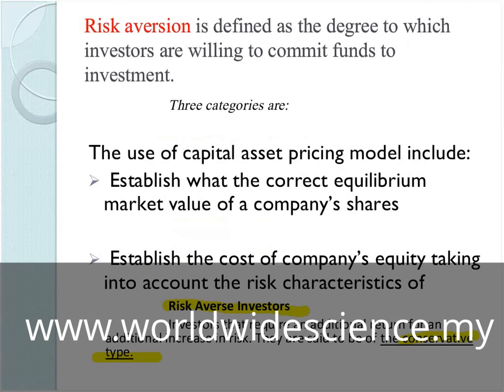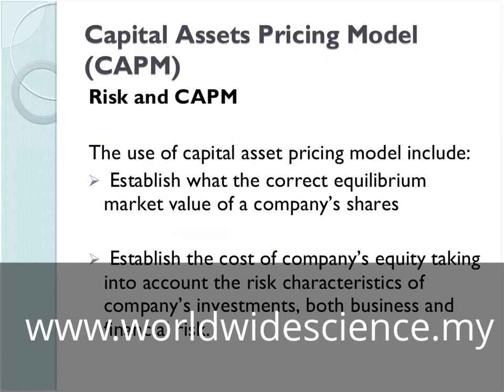So let's see the next one. We have the definition of what is called the capital asset pricing model. This is the model we use when we make decisions on any project. The use of the capital asset pricing model includes establishing what is called the equilibrium market value of company shares, and establishing the cost of the company's equity, taking into account the risk characteristics of the company's investments, both business and financial risk.